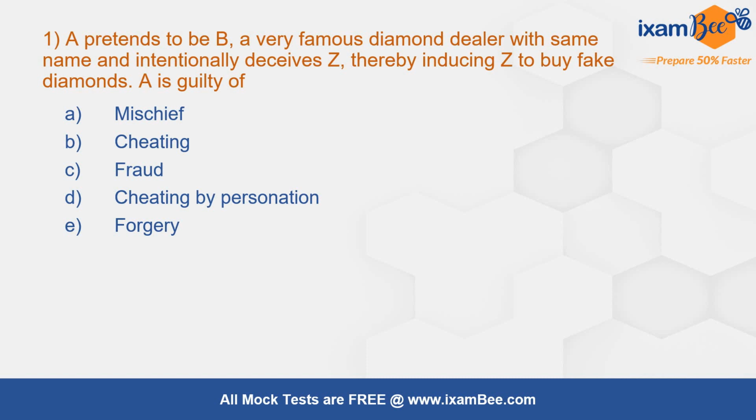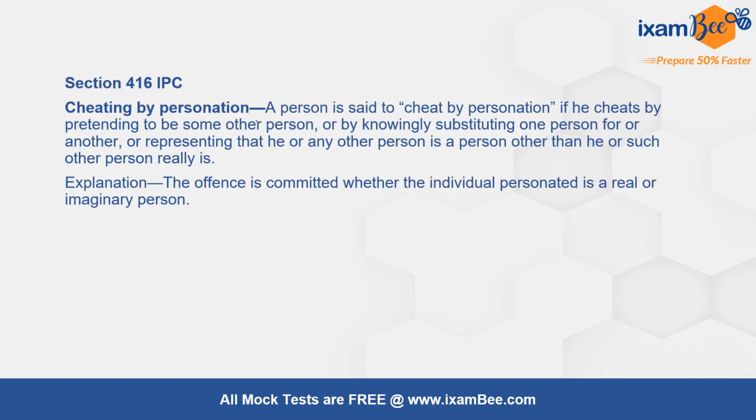The first question was: A pretends to be a very famous diamond dealer with the same name and intentionally deceives Z, thereby inducing Z to buy fake diamonds. A is guilty of? The correct answer here is D, cheating by personation, because here A has impersonated B, pretending to be B, who is a very famous diamond dealer. Section 416 of IPC deals with cheating by personation. You can check out this section and its illustrations.